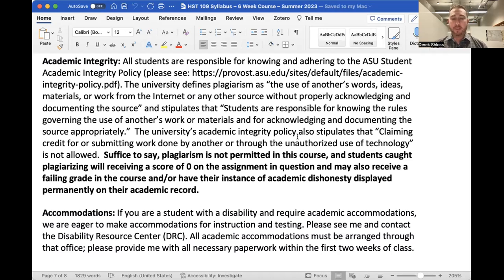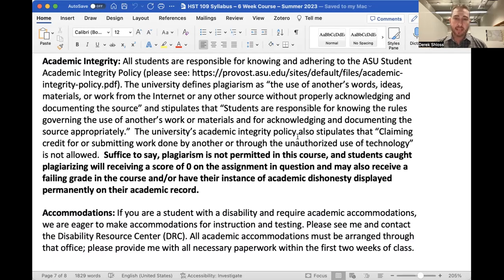Suffice to say, plagiarism is not permitted in this course, and students caught plagiarizing will receive a score of 0 on the assignment in question and may also receive a failing grade in the course and/or have their instance of academic dishonesty displayed permanently on their academic record. So I think that pretty much speaks for itself, but I just wanted to bring that to your attention. So yeah, plagiarism in a basic sense is not allowed in this course, just to make that clear.